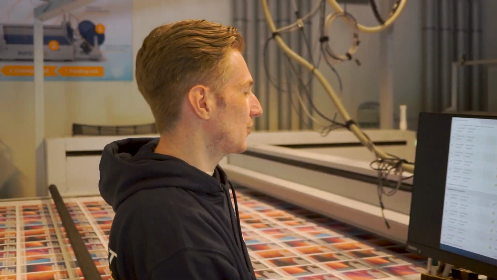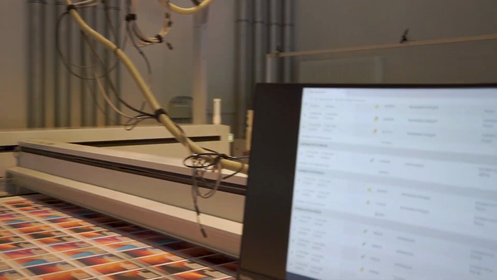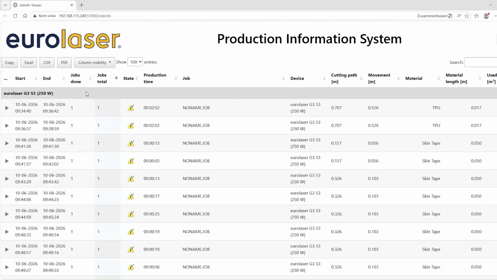Today's question: is there a way to track the productivity of the system? The answer lies in our software, and today Pascal shows you what data you can find there and how to analyze it. Yes. So if we take a look into our software, there's a few parameters that you can actually overwatch.